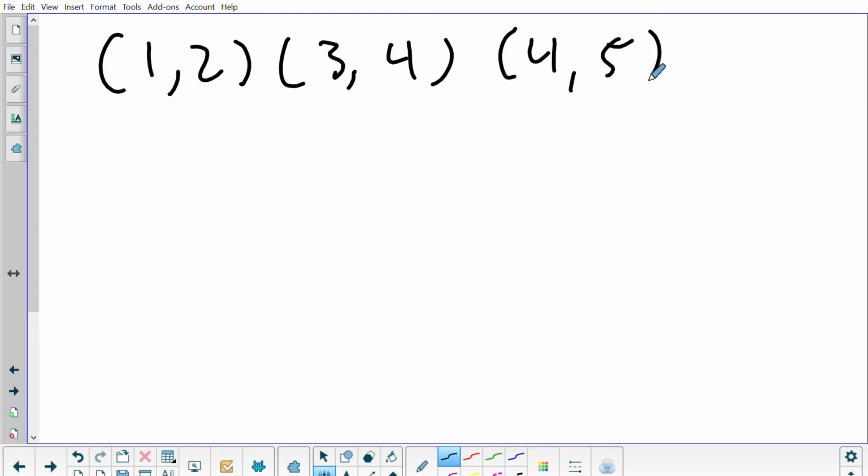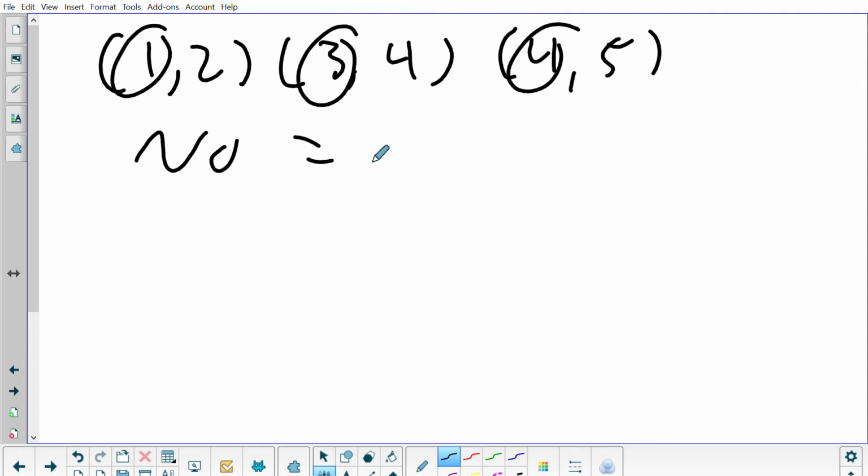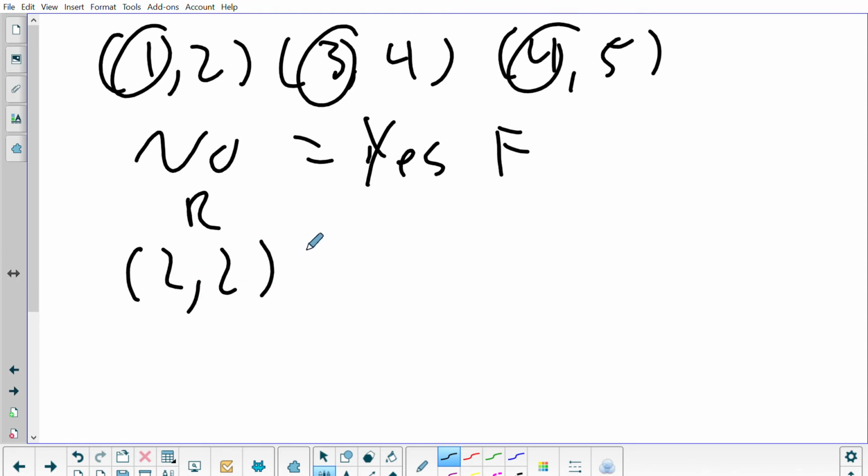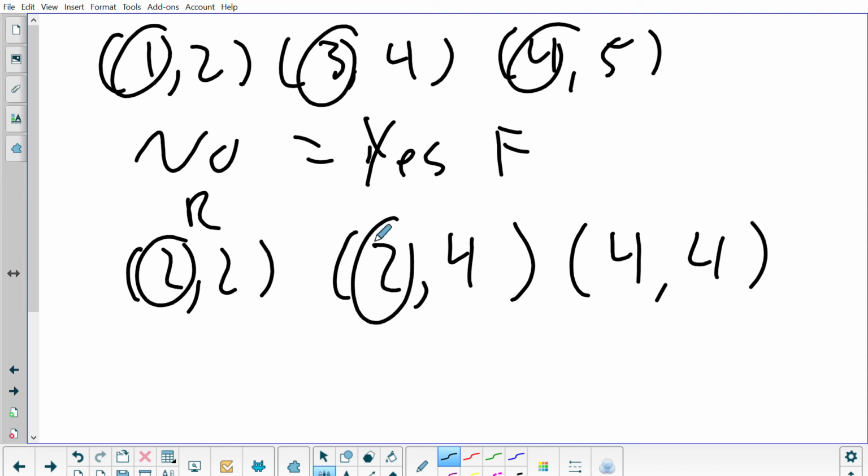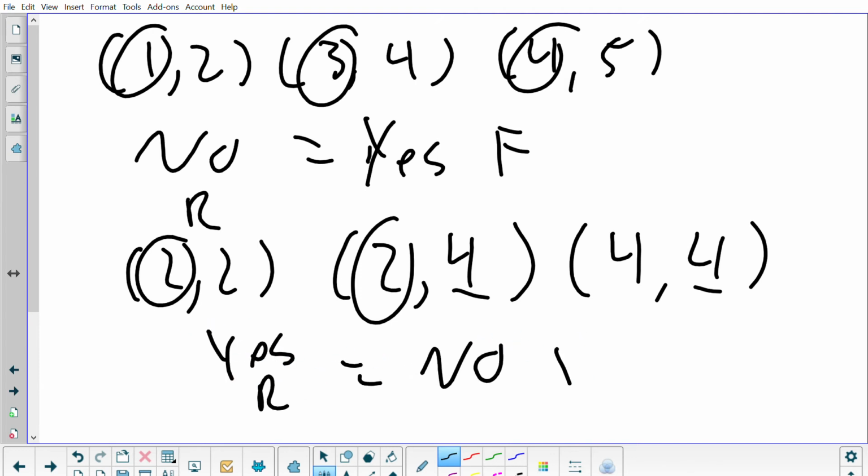How do we know if something's a function or not? If they give us a bunch of data, we just care about the x terms, and if we have no repeats, then that means yes function. So no repeats, yes function. If we have repeats in x, that's all that matters. Okay? So yes, there's a repeat in y, but we don't care about y. So if there's a yes to a repeat, that means no to a function. Okay?